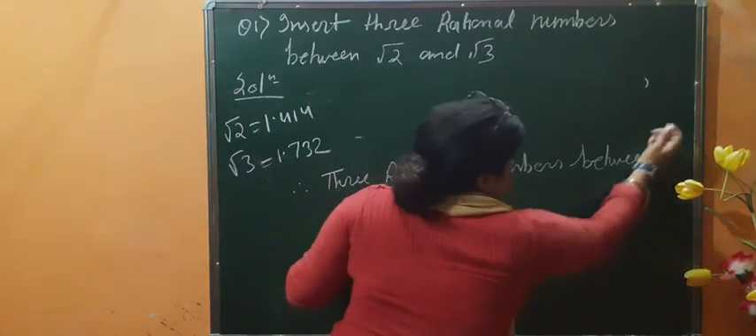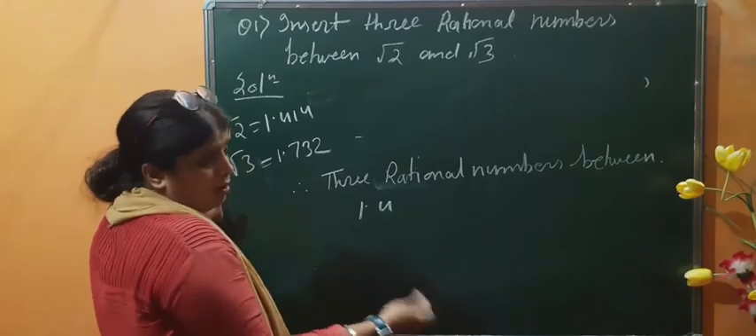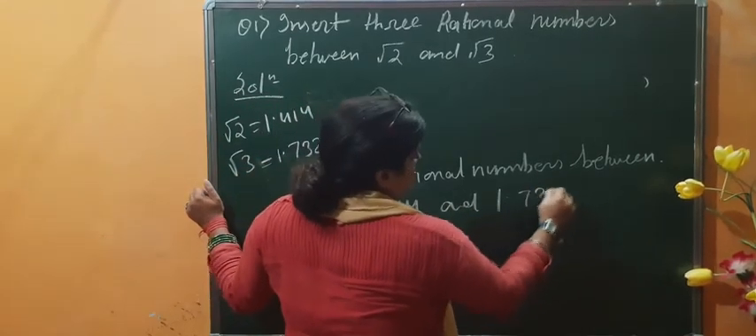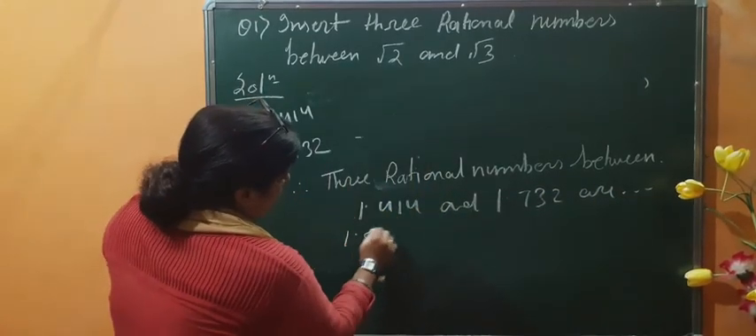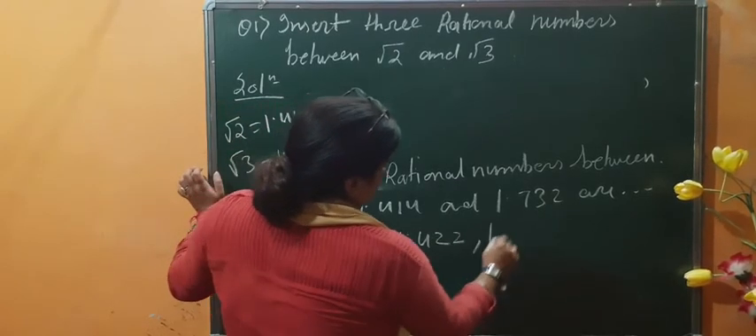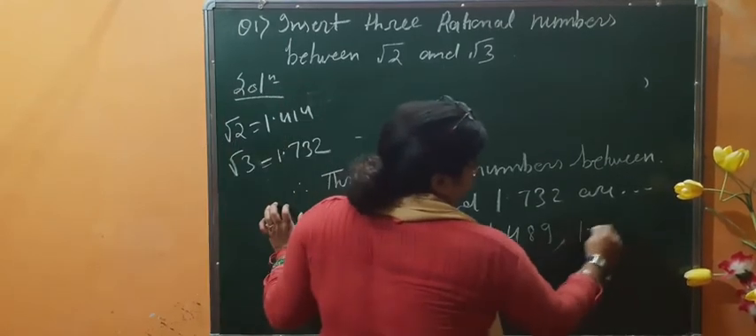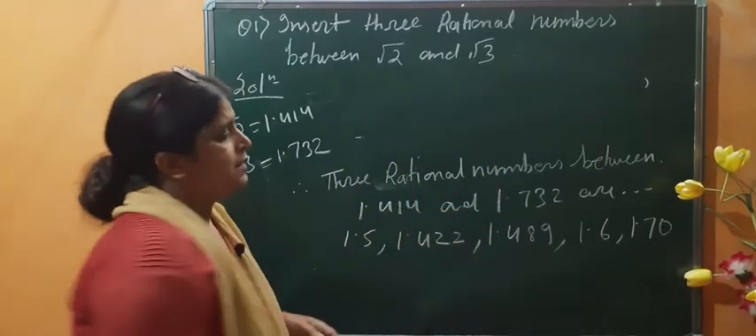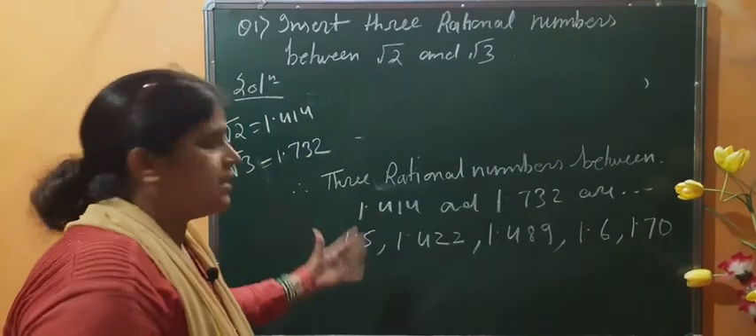Okay, between 1.414 and 1.732 we can write 1.5, 1.422, 1.489, you may write 1.6, you may write 1.70. So all these numbers are between root 2 and root 3 as rational numbers.